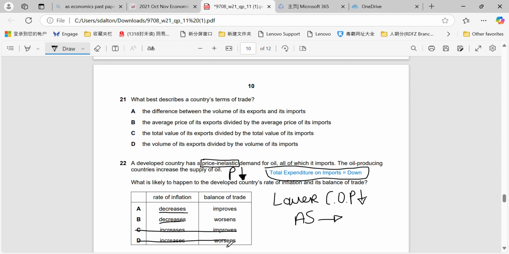Now, if we decrease our rate of inflation, because we know the total expenditure on imports will go down, our balance of trade therefore should improve, as our exports will stay the same, our imports will drop, and we'll now have more export revenue relative to import expenditure.